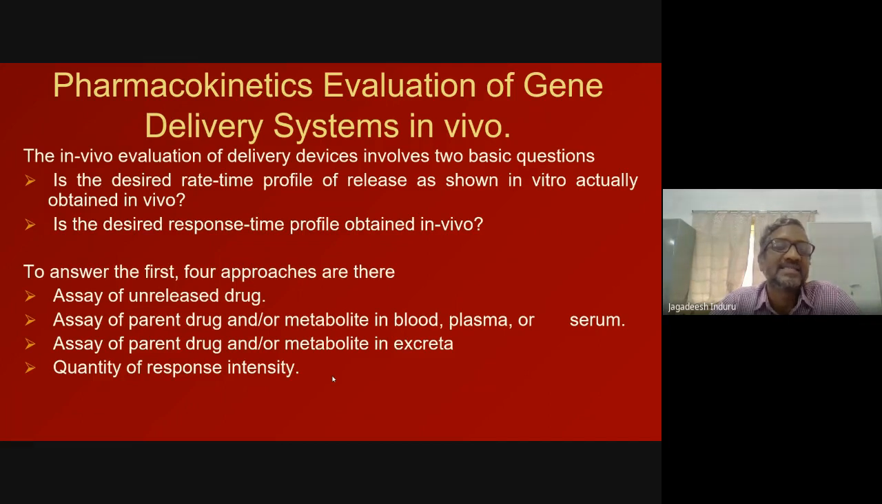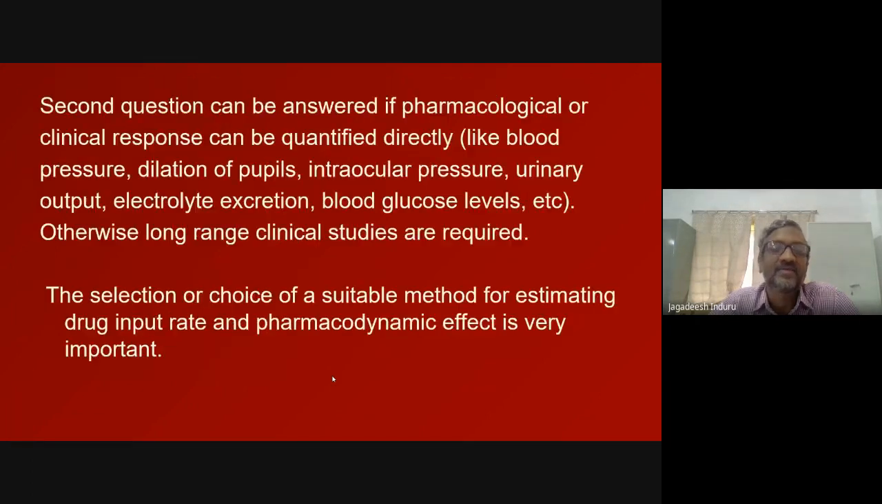Then we are estimating the quantity of the response intensity, how the pharmacological response is appearing, means whether it is a decrease in the tumor size, whether it is having the effects properly which is intended, or it may be any pharmacological response, or reduction in the BP, or reduction in the sugar, or any response we are intending, actually it is observed or not. We can see that one also.